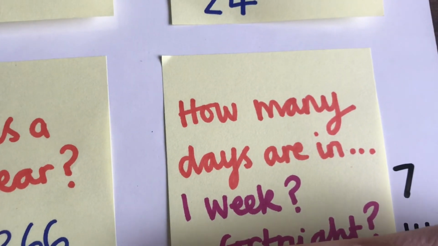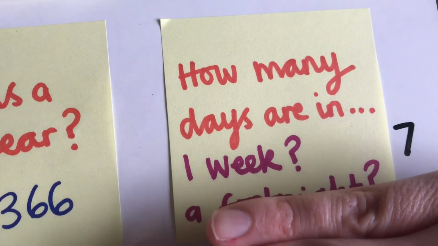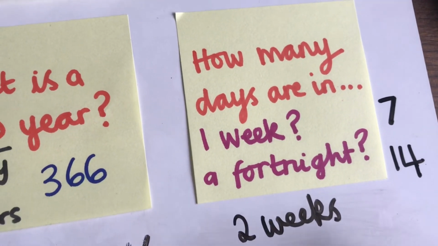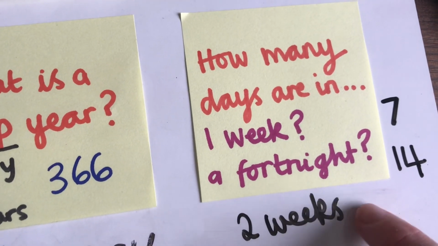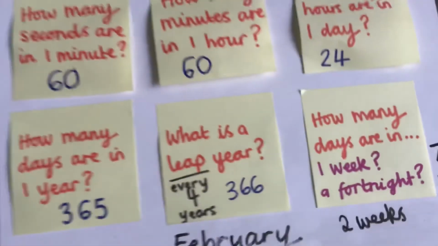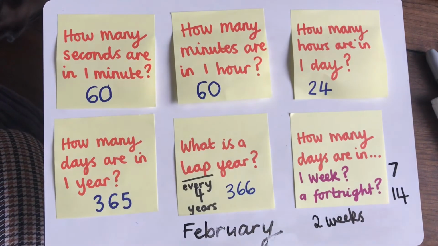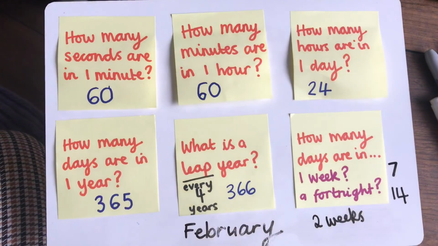7 days in 1 week. How many days in a fortnight? There are 14 days in a fortnight, okay? And a fortnight is 2 weeks. That's what it means. So practice these facts. Have a go at answering the questions on your worksheet. Well done, Y3.